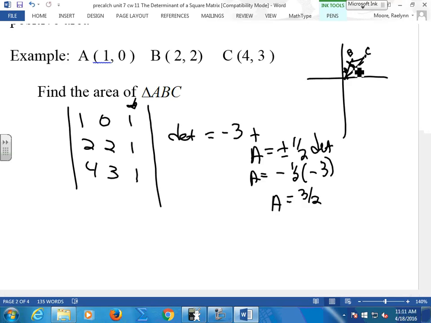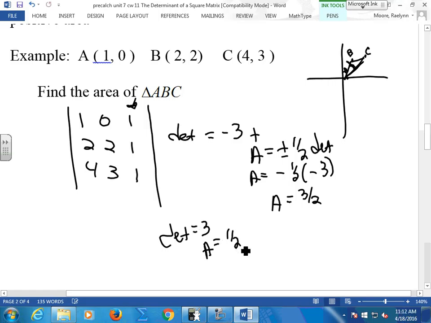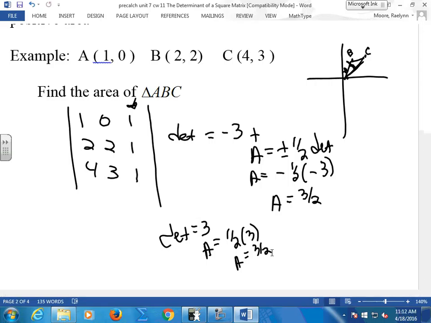If your determinant comes out positive, then you use the +3, because your area always needs to be positive. So that plus or minus is there to make your area remain positive. Make sense? The hardest part is making that a square. You've got to fill the right side with ones.